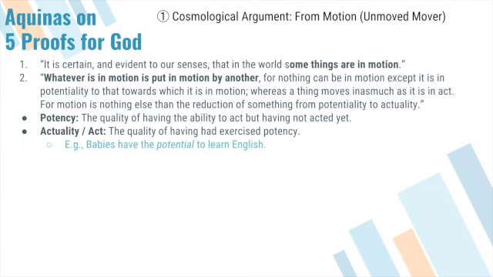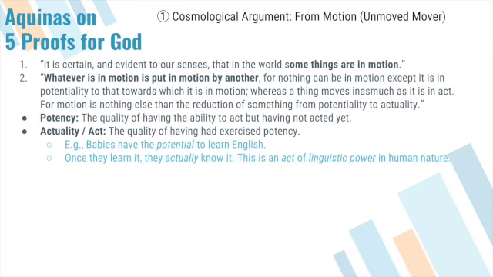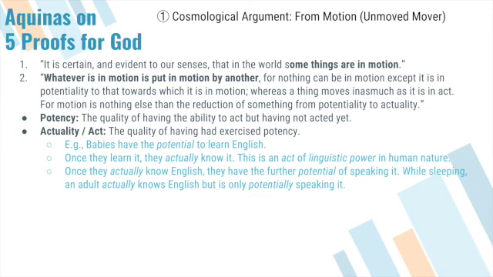For example, babies have the potential to learn English. Once they learn it, they actually know it. This is an act of linguistic power in human nature. Once they actually know English, they have the further potential of speaking it. While sleeping, an adult actually knows English, but is only potentially speaking it, right? So potentiality and actuality are relational in their definition. When speaking, the adult both actually knows English and is actually speaking it.